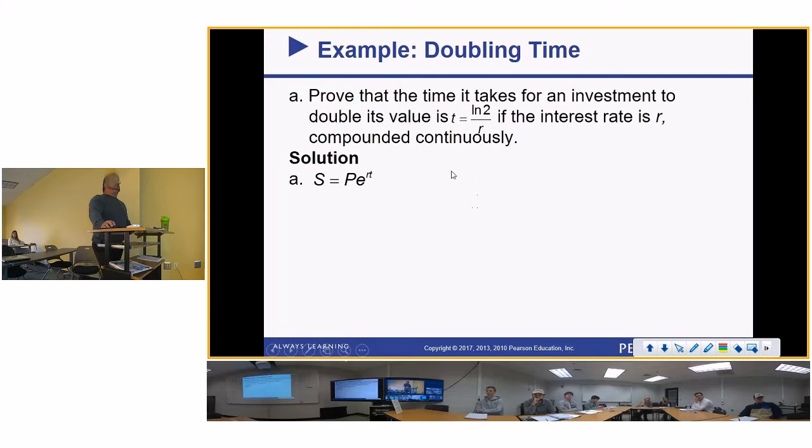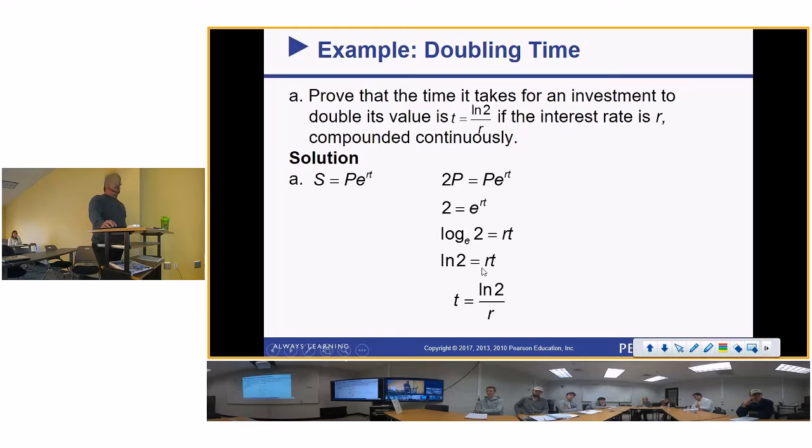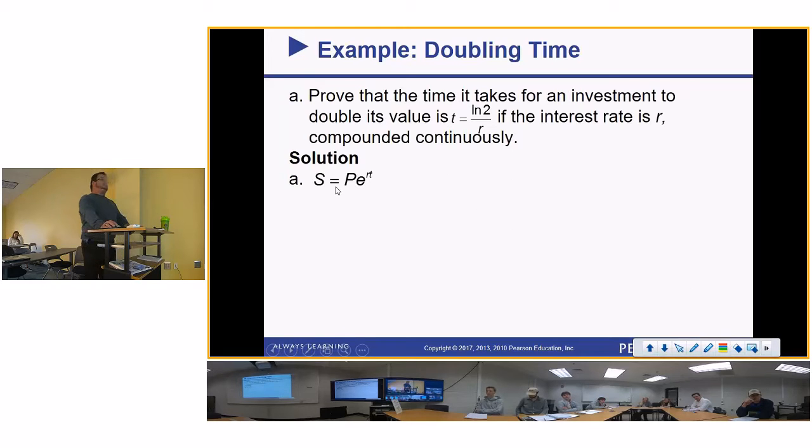All right. Continuous interest. Prove the time it takes an investment to double its value is T equals natural log of 2 over R. So you're going to plug that natural log of 2 over R in for what? T. That's what you're going to do. Okay, you're going to plug it in at the end. So we'll go ahead and do that. They did it backwards, but that's fine. You can do that. Take the definition of a logarithm and put that in the definition of a logarithm.